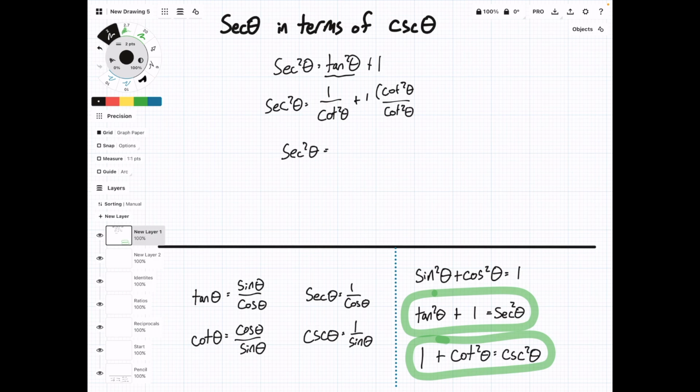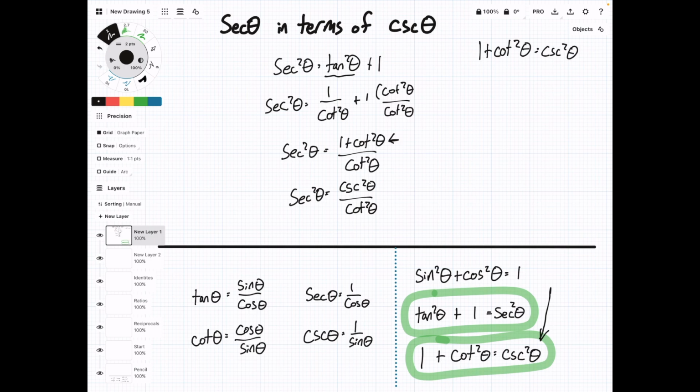We can rewrite the entire thing as 1 plus cotangent squared theta over cotangent squared theta. And this top part we see is this identity. So now we can rewrite this as secant squared theta equals cosecant squared theta over cotangent squared theta. So now we just have to rewrite this identity here and solve for cotangent. So 1 plus cotangent squared theta equals cosecant squared theta. And then cotangent squared theta is going to be cosecant squared theta minus 1.